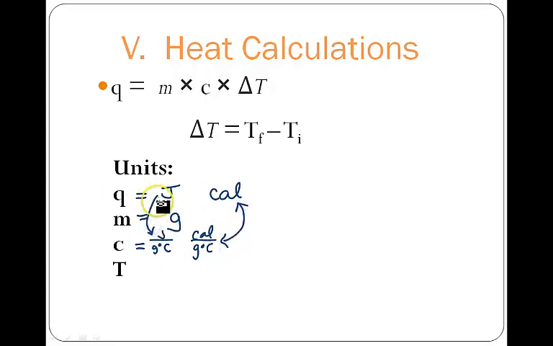So if you have joules in one, you'll have joules in the other. If you have calories in one, you'll have calories in the other. And the units on delta T will be degrees Celsius. You'll plug in Celsius here and Celsius here. Now you can also use Kelvin in both of them, because the difference in 1 degree Celsius is the same as the difference in 1 degree Kelvin. But primarily we'll see degrees Celsius for our temperature.